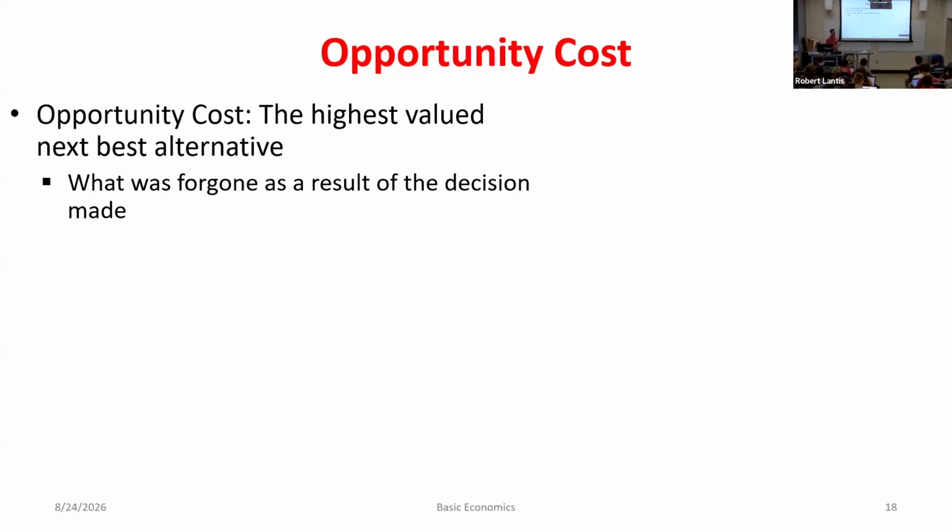An opportunity cost is essentially when I use my money to do something, or I use my time to do something, the next best alternative, the thing I would have valued the next highest, that's what I'm giving up. That's my opportunity cost of the decision that I've made.